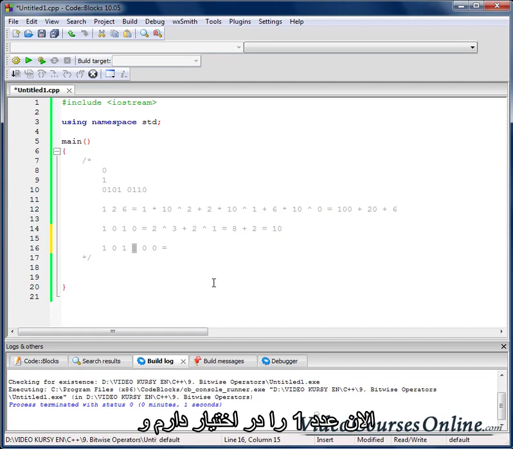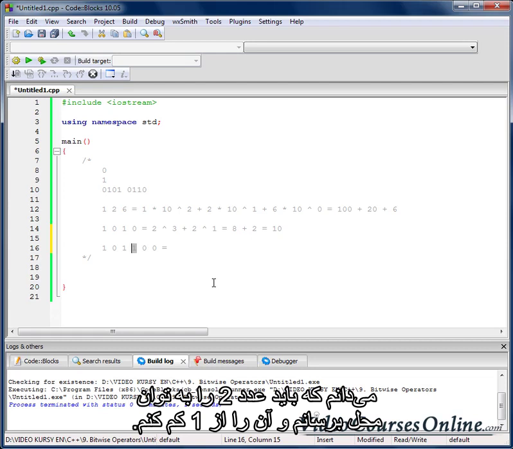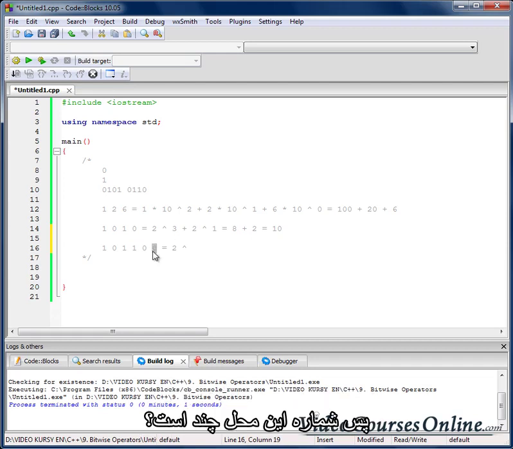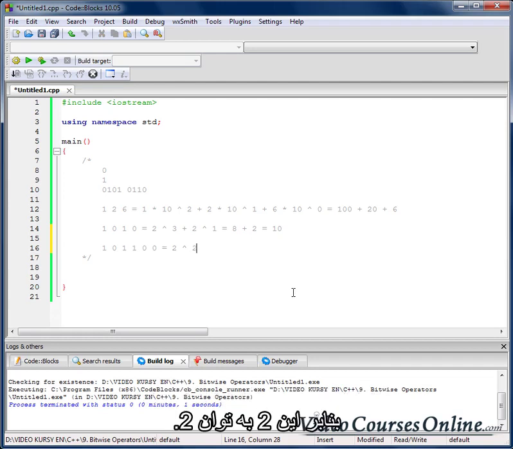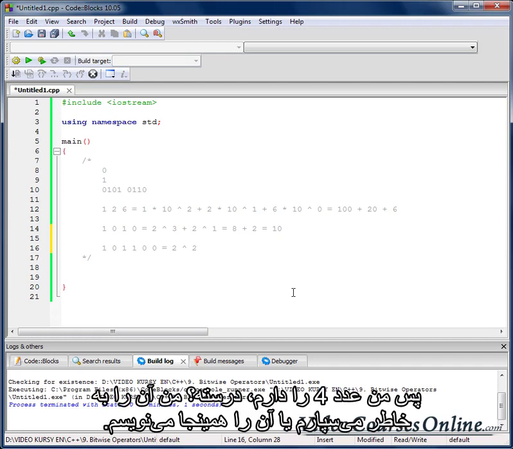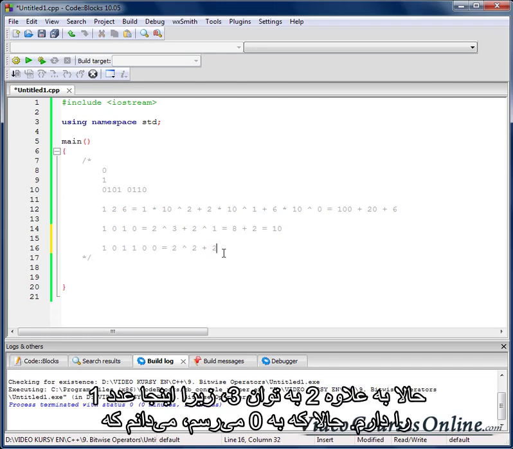Okay, now I have here 1, and now I know that I should raise 2 to the power of position minus 1. So what position is it? 1, 2, 3. 3 minus 1 is 2. So 2 raised to the power of 2. So I have 4, right? And I memorize it somewhere, or I'm just writing it here, right? And now plus 2 to the power of 3, because I have got here 1.